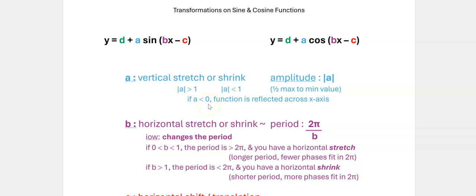Also, if A is less than 0, not the absolute value, but if it's actually less than 0, so you have like -2 times sine of x, then the function is reflected across the x-axis, just like it is in other functions. Now we're going to go to Desmos and practice seeing what A does to a graph.